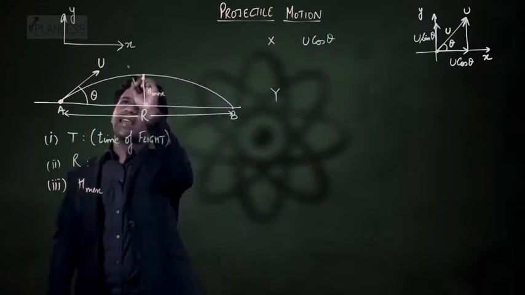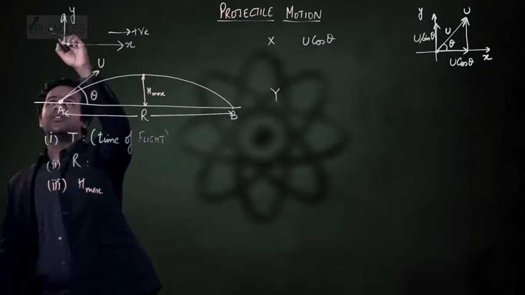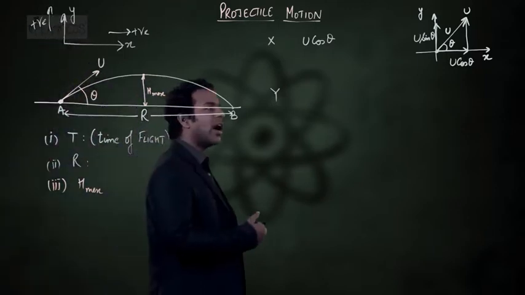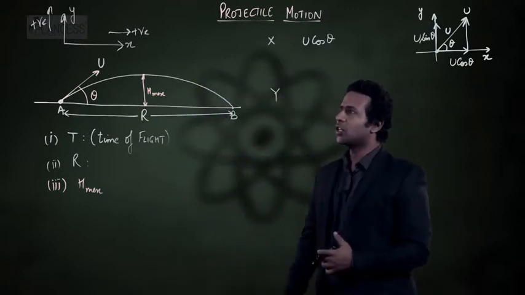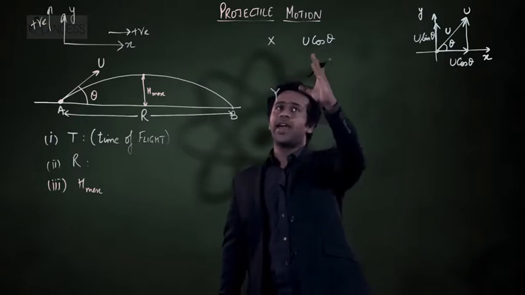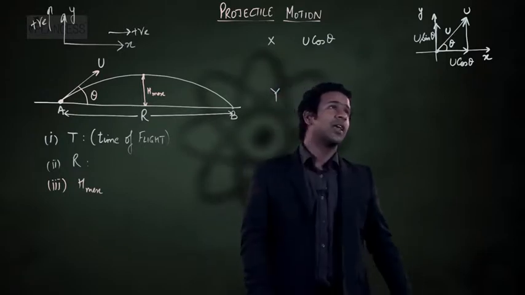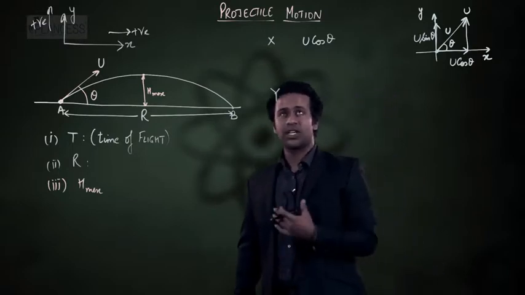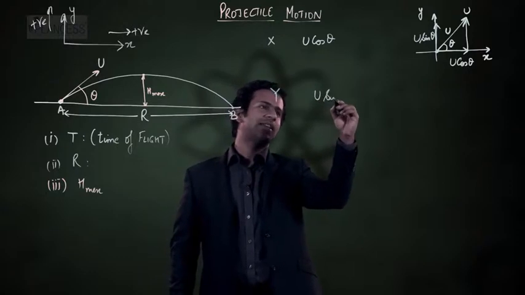Also, we are taking this direction as positive for the x-axis, and for the y-axis we are taking upwards as positive. So we can now put everything with sign. The initial velocity you see is in the direction we have taken positive, and hence along x, u cos theta is positive. Now let's look at y. u sin theta points upwards, and along y we have taken upwards as positive. Hence the initial velocity is u sin theta.